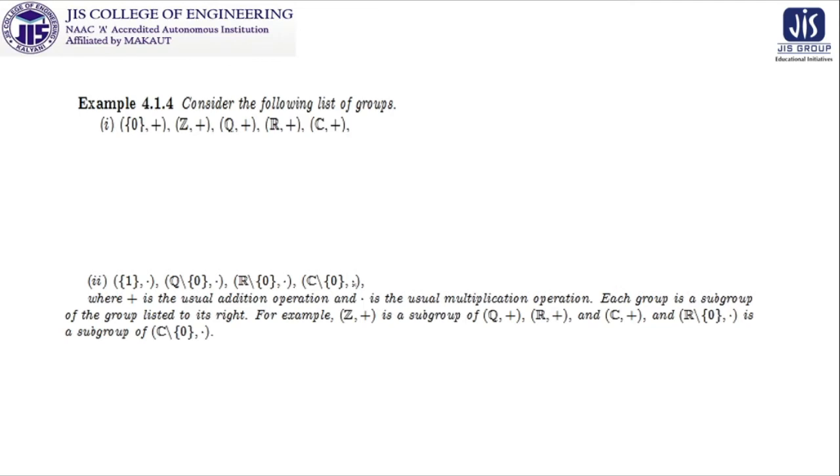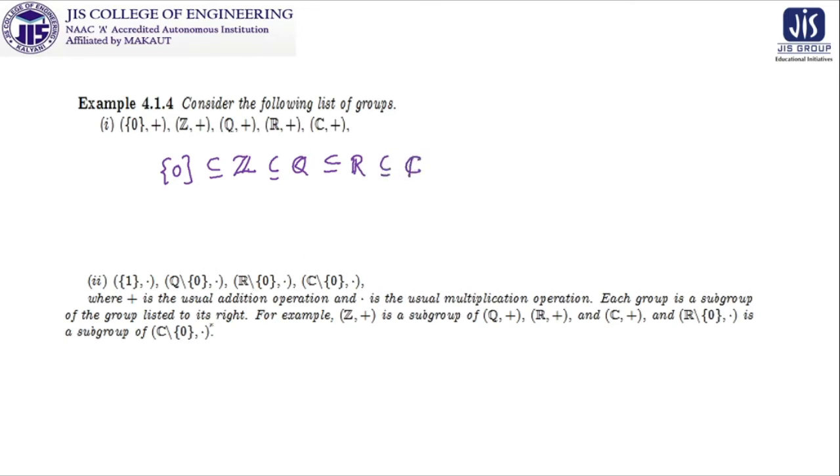So for example, Z plus is a subgroup of Q plus, R plus and C plus, and R minus 0 dot is a subgroup of C minus 0 dot. That means you check where the operations are the same, but you can write the singleton set 0 is a subset of Z, Z is a subset of Q, Q is a subset of the real numbers R, and R is a subset of C, the set of complex numbers.